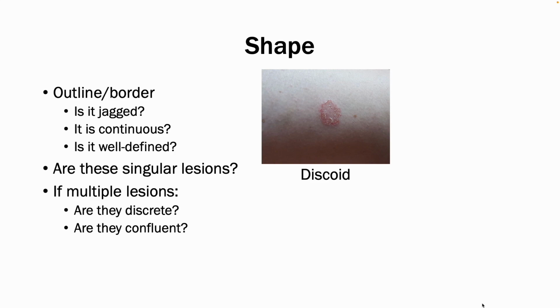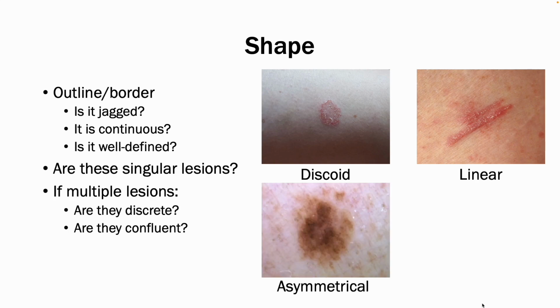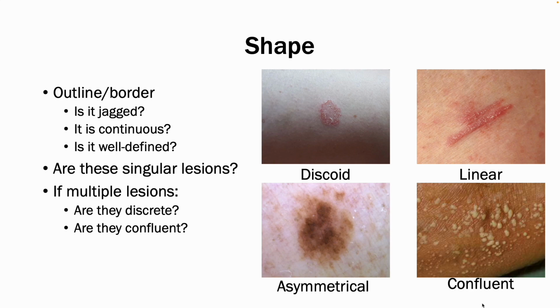So in terms of the shape, here you can see a discoid lesion, a linear lesion. Here's a malignant melanoma, which is asymmetrical. And here is an example of confluent lesions. So as you can see here, the different pustules merge together, making it difficult to establish whether some of them were that shape originally or whether they merged together at some point during the disease progression.